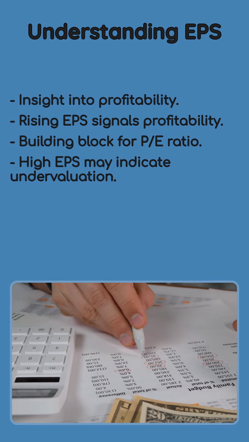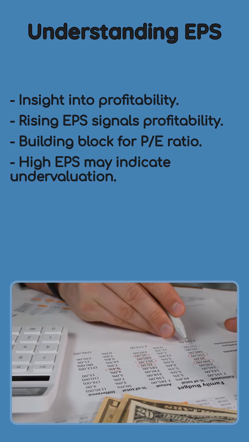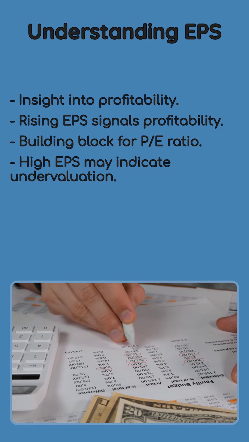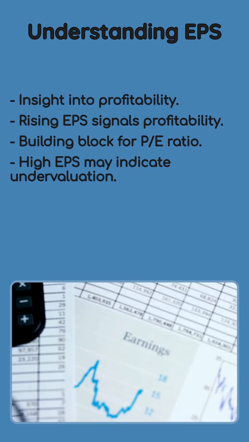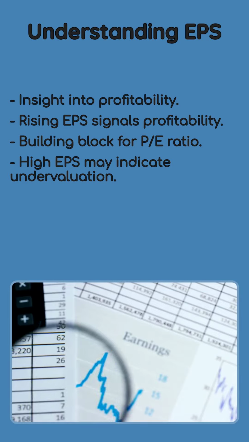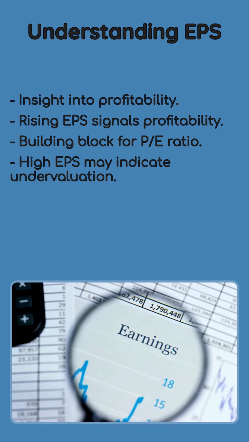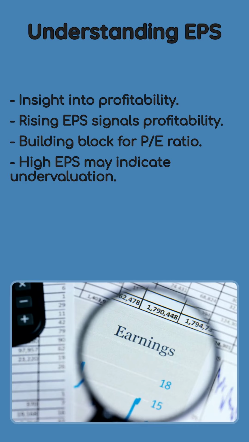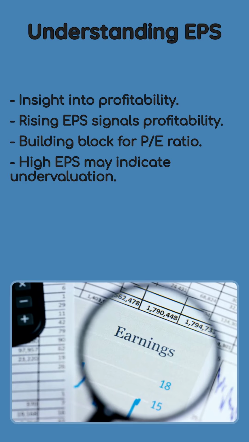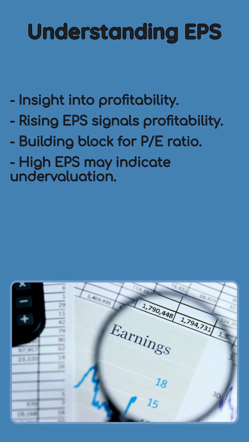Investors often use this metric to determine how much money a company is making relative to the number of shares they hold. For instance, if the earnings per share are rising over time, it generally signals that the company is becoming more profitable, thus offering a compelling reason for existing shareholders to be optimistic and potential investors to take a closer look.